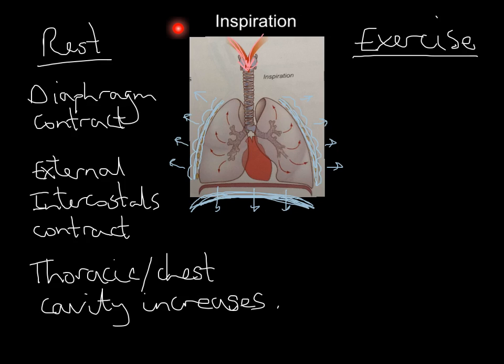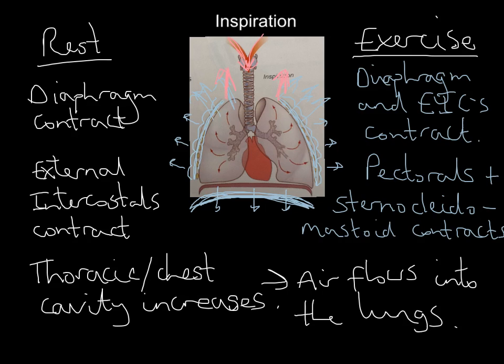So air will now flow in from the environment where there is high pressure into the chest where there is now low pressure. And that is how air flows into your lungs. We're not a Hoover. We don't suck air into our lungs. We drop the pressure inside of our chest cavity nice and low so that air flows in from the atmosphere, from the environment where it is naturally at a slightly higher pressure. Okay? So thoracic or chest cavity increases and air flows into the lungs.